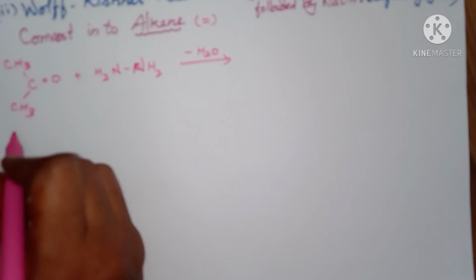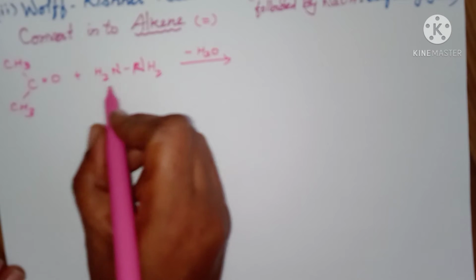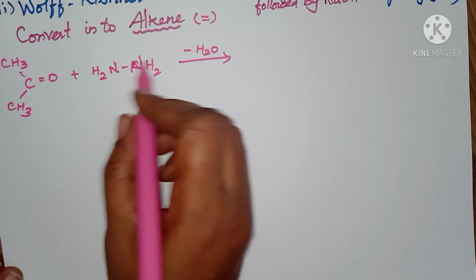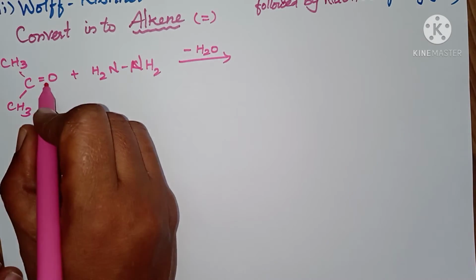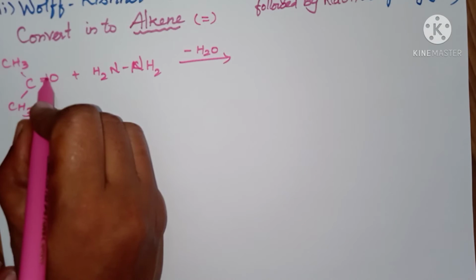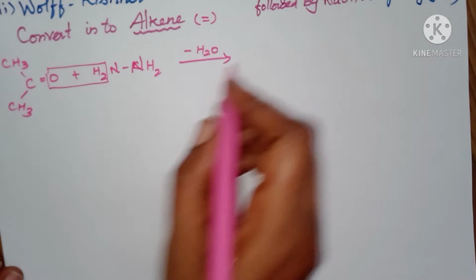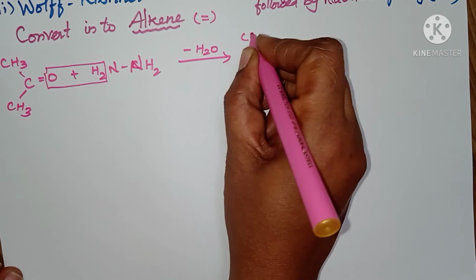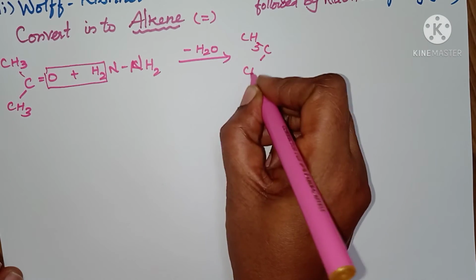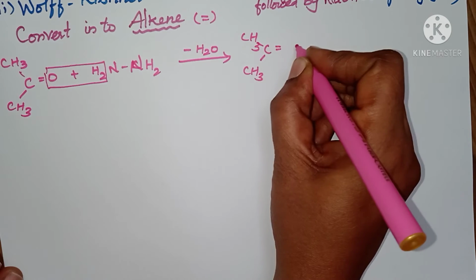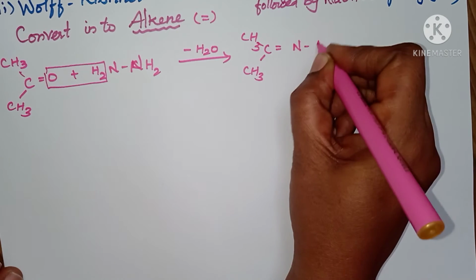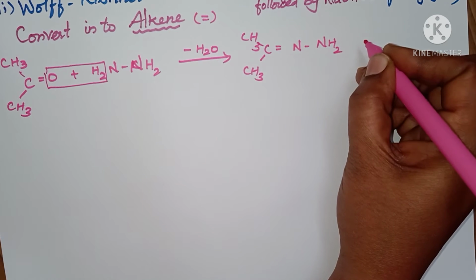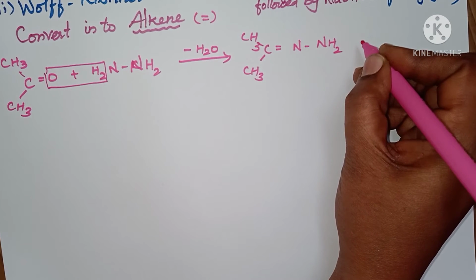Here we have taken acetone with hydrazine, that is NH2, here NH2. I have written it like this for our convenience to understand. Here water molecules will move out, reduced. So automatically here you will get CH3, CH3 double bond NH2. Okay, now again it will be reduced with sodium hydroxide.